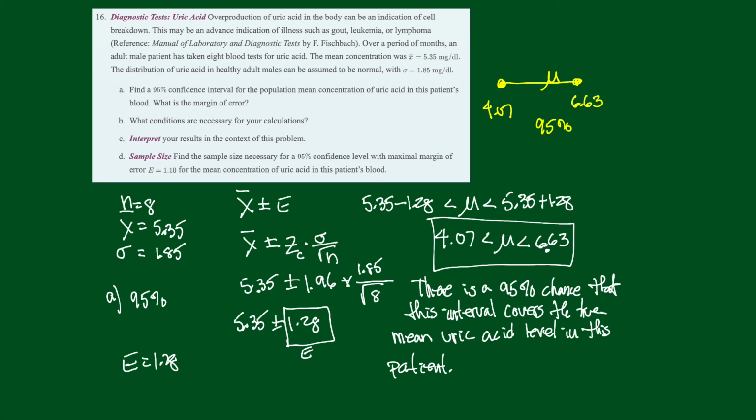Now, there's a 5% chance that we missed it. So maybe our interval is like this. It's just big because we got, say, bigger than usual samples, but we don't know it. We don't know that that's what we have. We just are 95 times out of 100 going to get a good one.